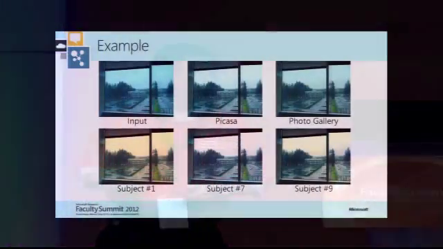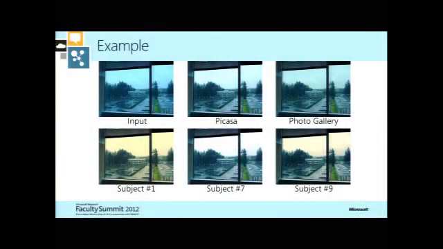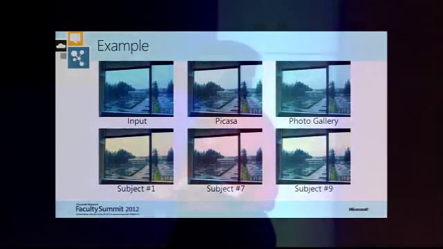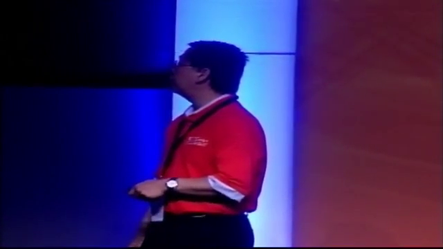Okay. So these are some of the results. This is one example of one input image. This input image is not part of the database. So Picasa gives you this result, and Photo Gallery this one, and you can sort of see that different subjects give you different outputs, which is interesting. When we first started this project, we didn't know what to expect. We know intuitively that different people have different preferences, but we don't really know how significant these differences are.